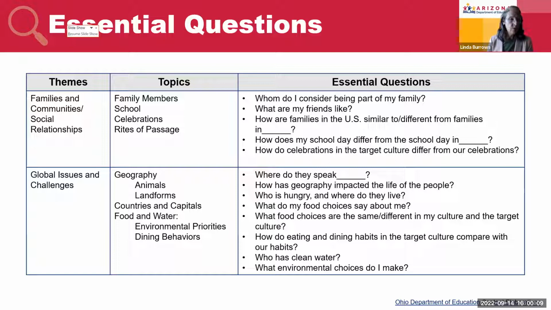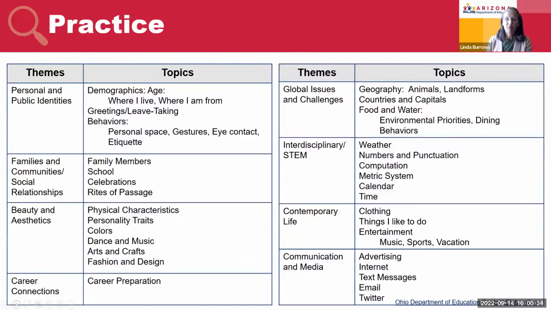What do my food choices say about me? What food choices are the same or different? How are eating and drinking habits similar or different? So you get the idea of how you can create standards, proficiency levels, themes and topics, and now we want to develop those essential questions. So now we're going to get to some practice.